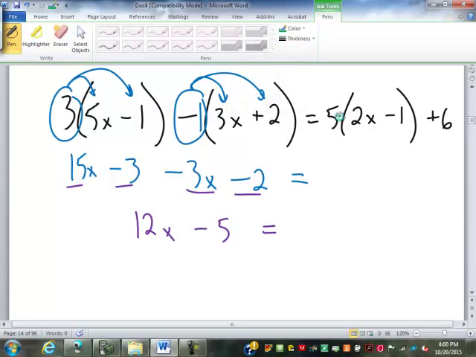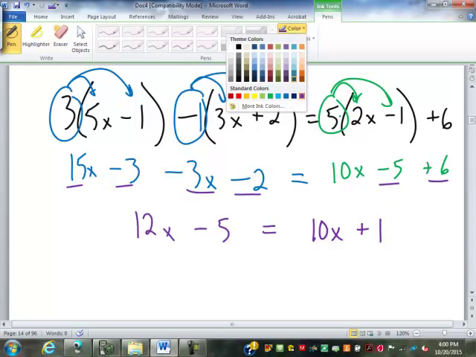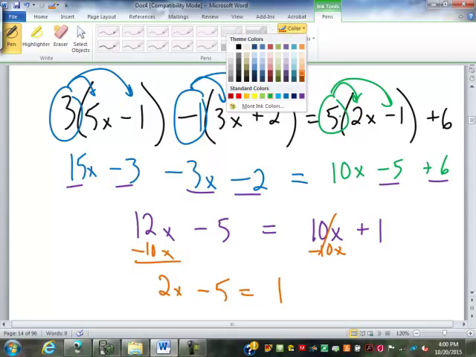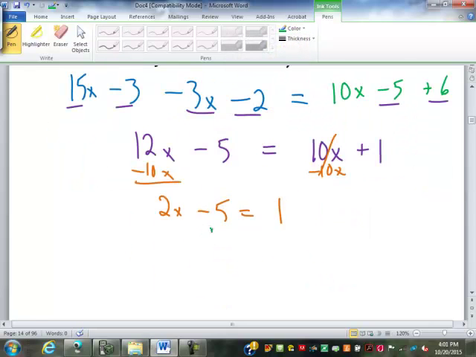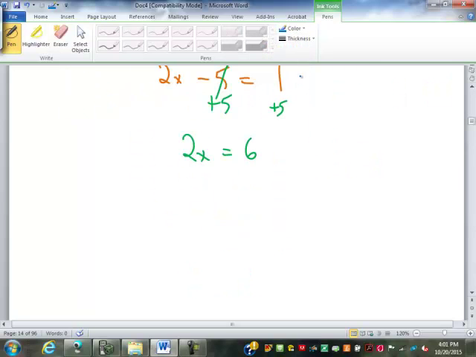On the other side, we just have the 5 to multiply the parentheses by. 5 times 2x is 10x. 5 times negative 1 is a negative 5. And we have the plus 6. So we've got 10x. Negative 5 plus 6 is positive 1. Then what? Subtract 10x. 2x minus 5 equals 1. And then add 5. Very good. 2x equals 6, and then divide by the 2.